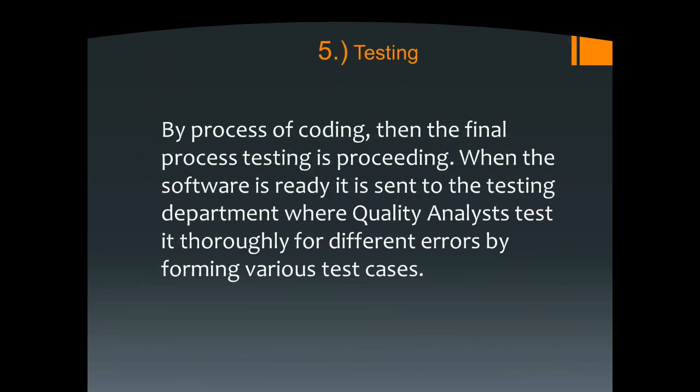The fifth one is testing. After the process of coding, the next process is testing. When the software is ready, it is sent to the testing department where quality analysts test it thoroughly for different errors by forming various test cases. Once the testing department and quality analysts make sure that the software is error-free, then it goes to the next stage. So, the testing process is complete when all the testing modules are complete.